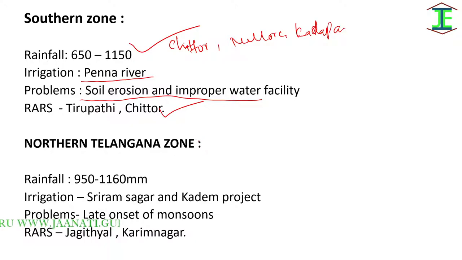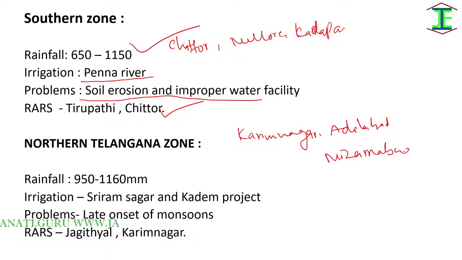Next is Northern Telangana zone. Under this zone, the districts are Karimnagar, Adilabad, and then Nizamabad. And the rainfall is 950 to 1160 mm. Irrigation facilities by Sriram Sagar project or Kadam project. And the problem faced is late onset of monsoon. This is the main problem. And the RARS is located at Jagtial, Karimnagar.